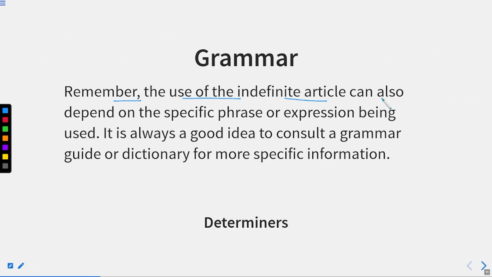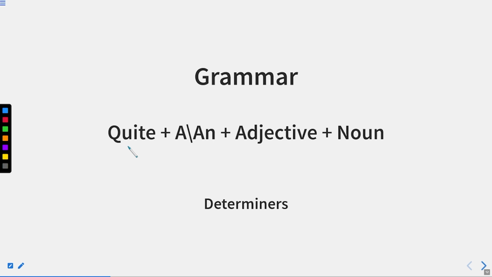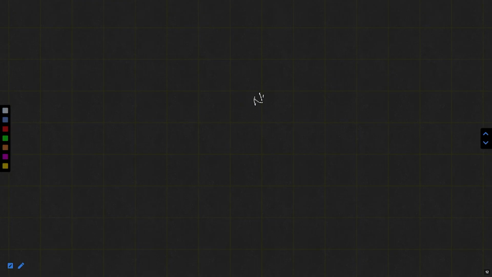Remember, the use of indefinite article can also depend on the specific phrase or expression being used. It is always a good idea to consult a grammar guide or dictionary for more specific information. Now we have another rule, that is a or an plus adjective plus noun. So a and an are indefinite articles. In our earlier session, I told you about a rule that first we had a noun, before this we had an adjective, and before this we use an indefinite article.